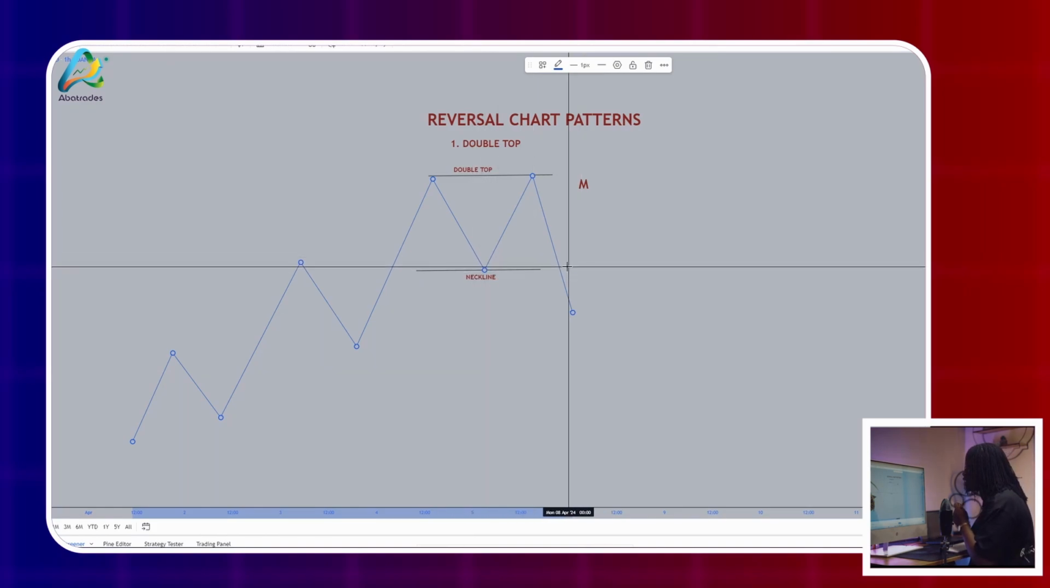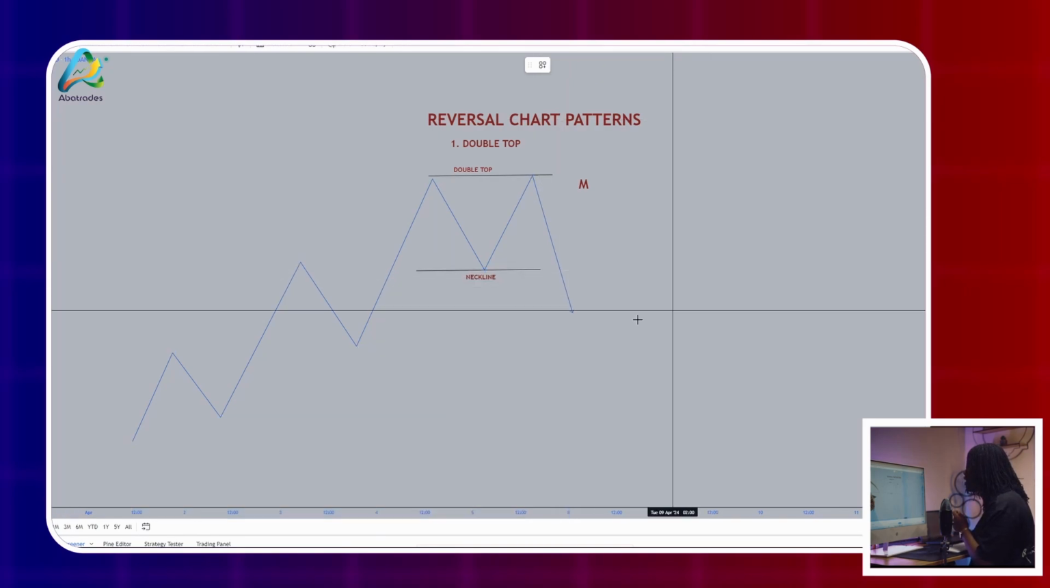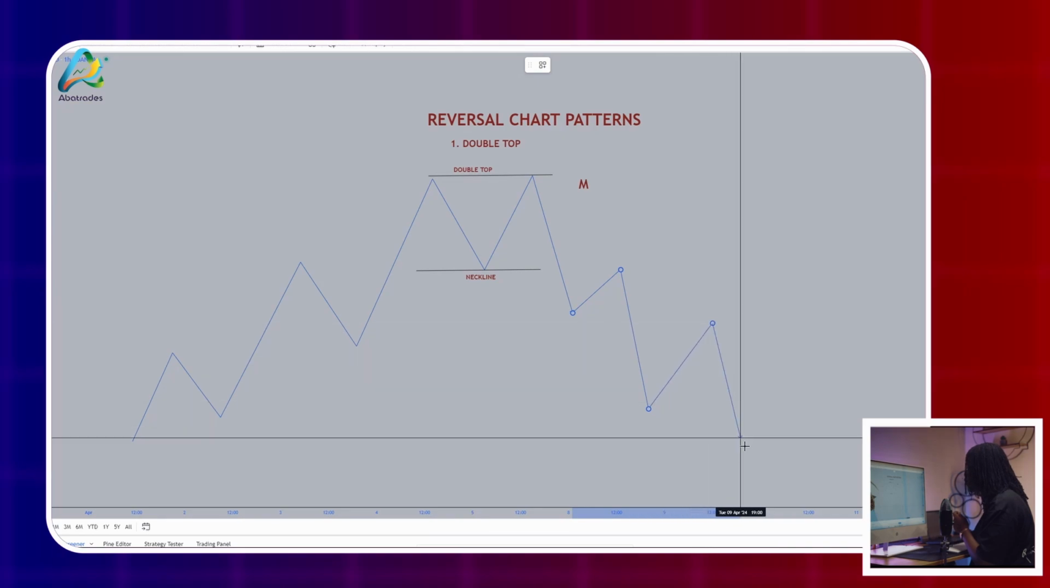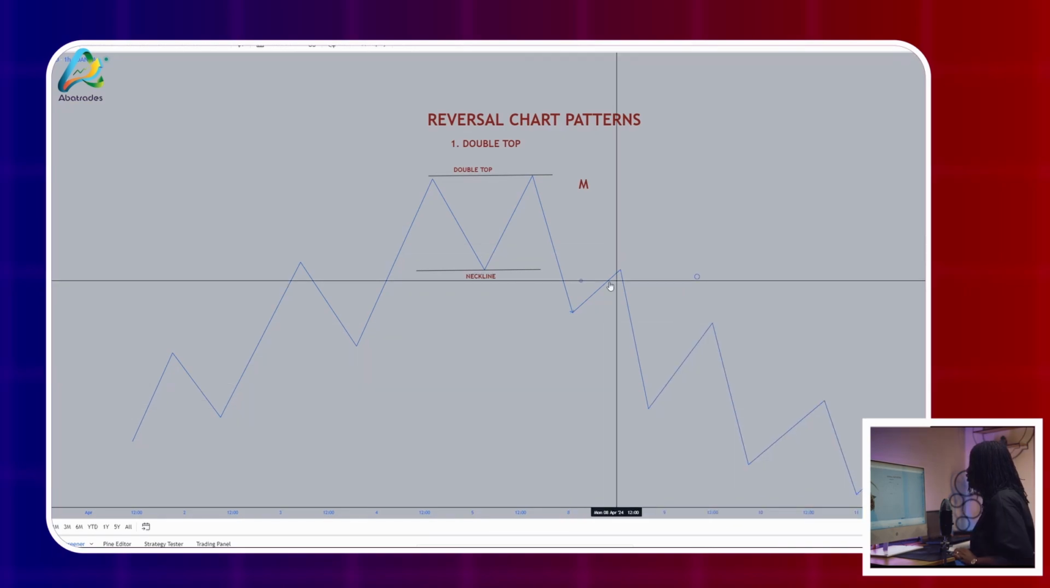Now when this breaks, you don't suddenly start getting in for a sell at this point right here. What you have to wait for is a retest back into the neckline here before you have your series of lower highs and lower lows forming, showing that the market has indeed reversed with a double top forming. I hope you understand.